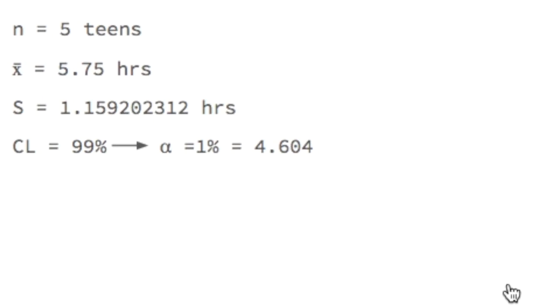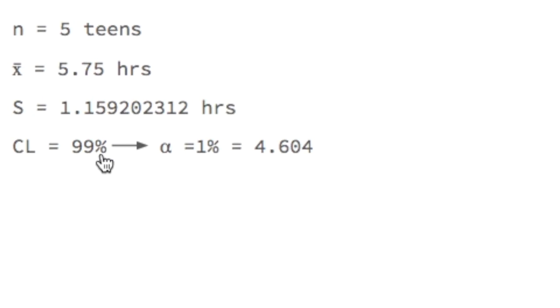Then we have to identify the missing variables. First, the n is 5 because the table shows the sample size of 5 teenagers, such as Ricardo, Daniela, Fernando, Sofia, and Carlos. Now, for the confidence level, the question asks for a 99% interval.